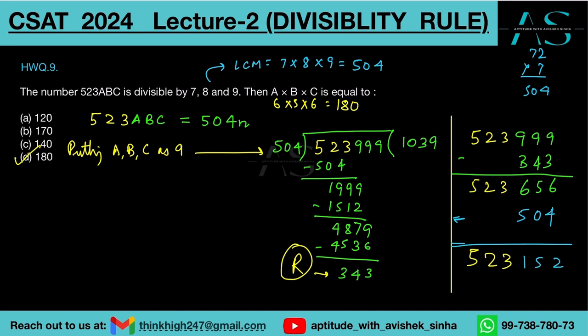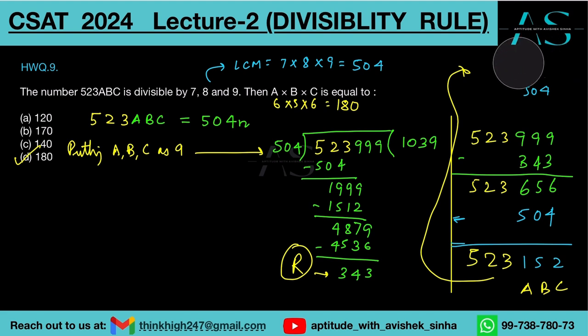So we can have a possible value of A, B and C as 1, 5 and 2 as well. And if you consider this case, then my answer would be A into B into C is 1 into 5 into 2, which is 10. Do we have 10 as the option? No. Therefore, we have to ignore this second possibility.